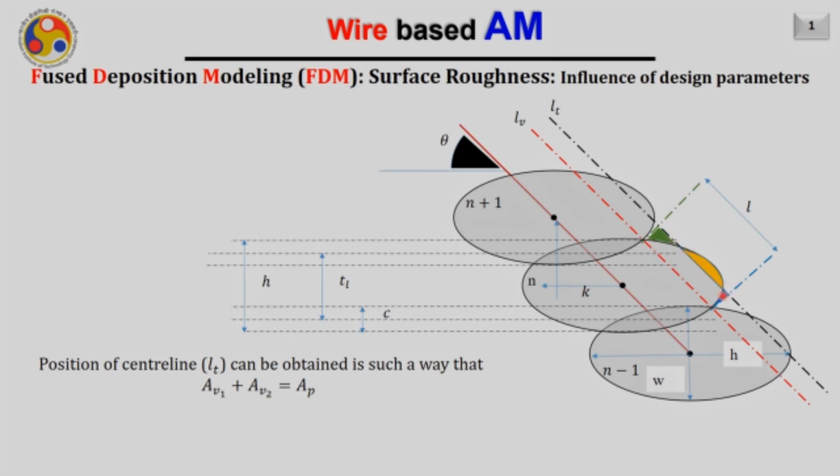And this blue color area is bounded by this blue color line, which is nothing but the perpendicular to the red color line at this intersection point, the black color line, and the elliptical curve corresponding to the bead deposited at the nth layer. So just by simple integration you can easily find out these areas.